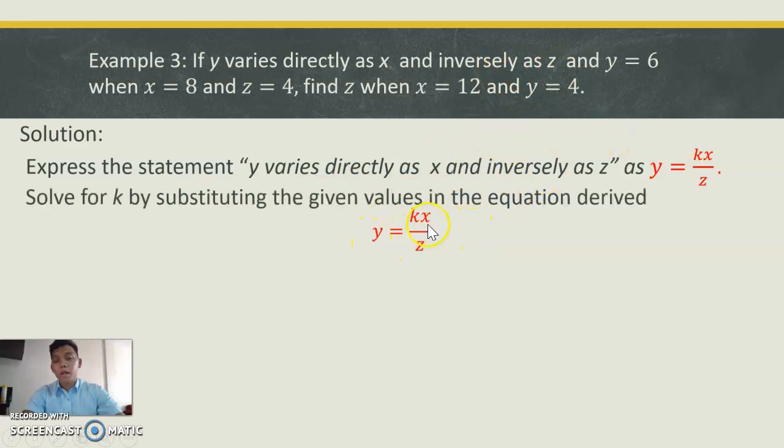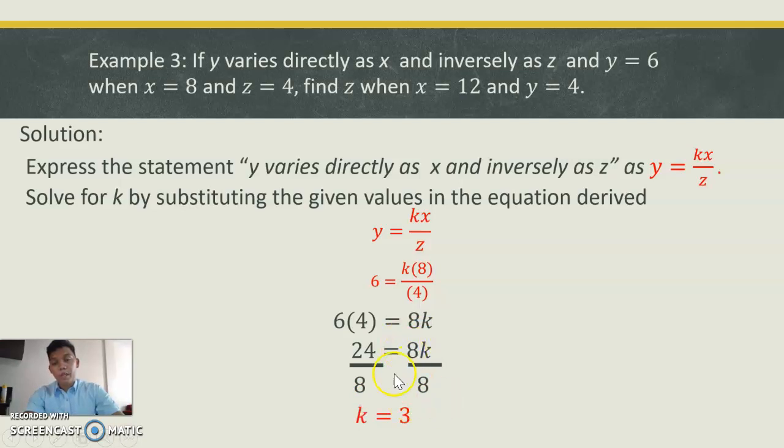Just replace the y, x, and z with their corresponding first set of values. So y is 6, x is 8, z is 4. So cross multiply, this is just 24, and then divide both sides by 8, that gives us a k of 3. 24 divided by 8 is 3.